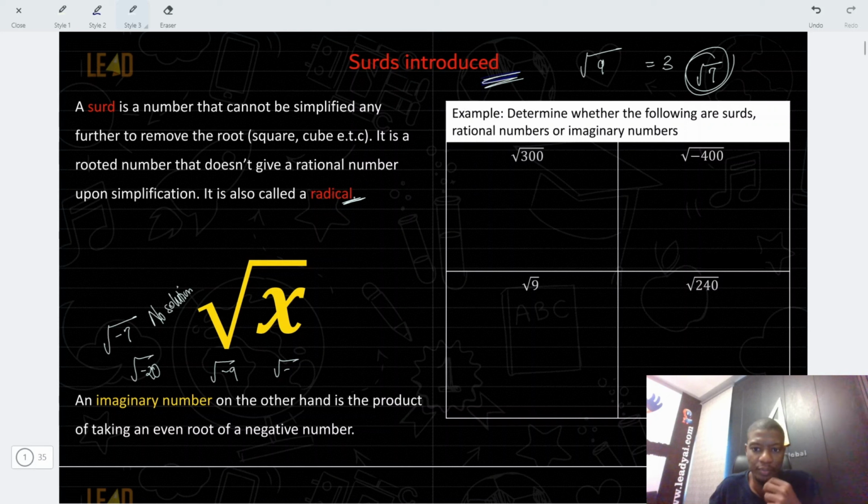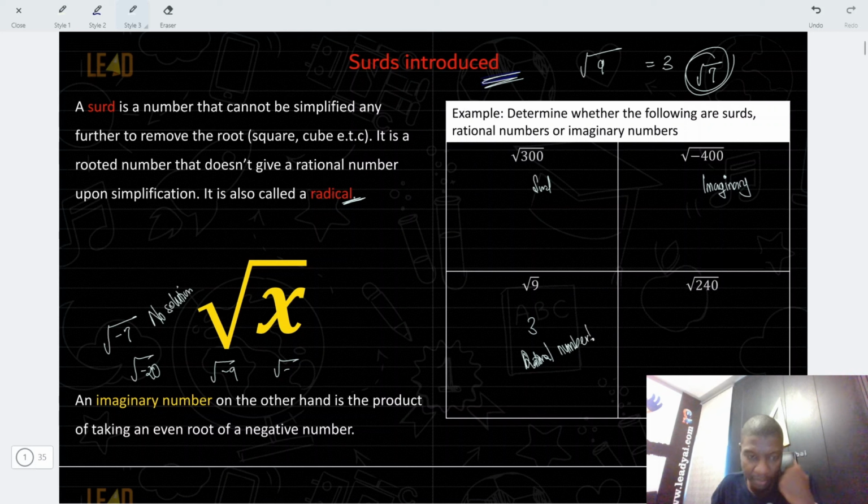So is this a surd? This is a surd, right? Yes, this is a surd because 300 doesn't have a square root. This here is an imaginary number. It's imaginary because it's -400. Even though 400 has a square root, it's negative, so the square root of a negative number doesn't give you a real solution. It gives you an imaginary solution. The square root of 9 is 3, so this is a rational number.